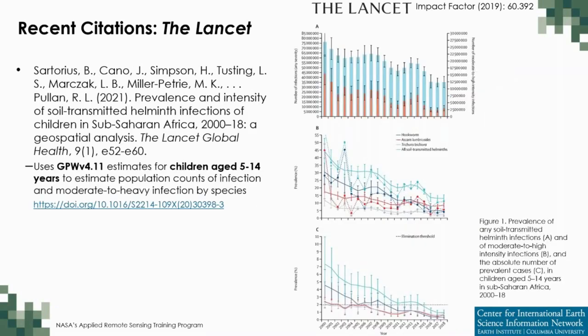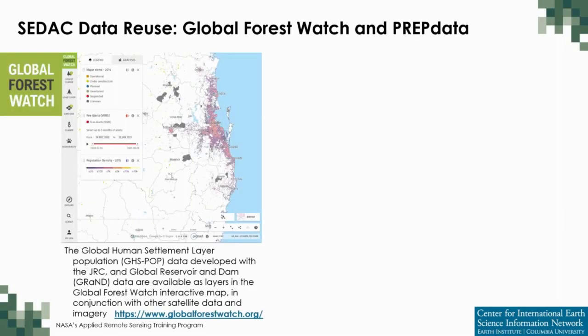Another paper more recently in The Lancet was looking at helminth infections. And the notable thing about this is they did use the child estimates, the age structure data that we developed for GPW4. So we've seen a number of cases for things like air pollution and other health issues where age is an important factor, and therefore having a better map of the distribution of that age group is useful to those kinds of analyses.